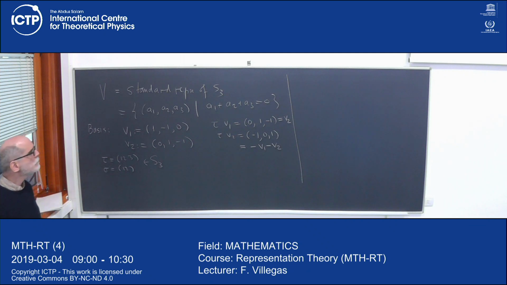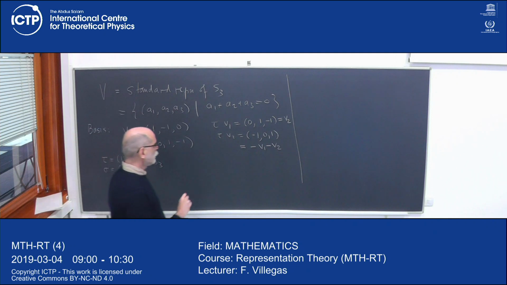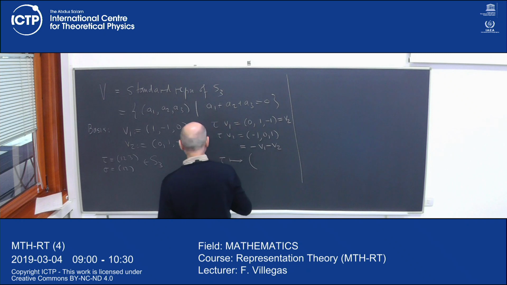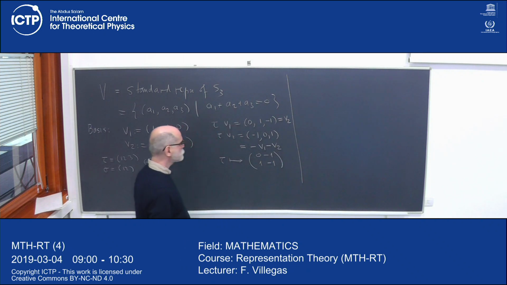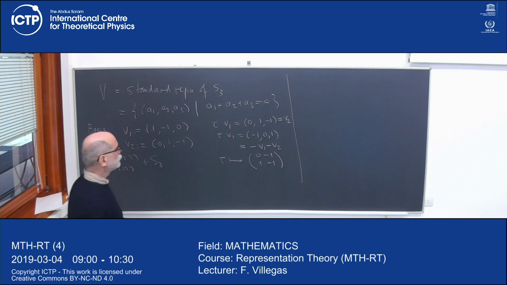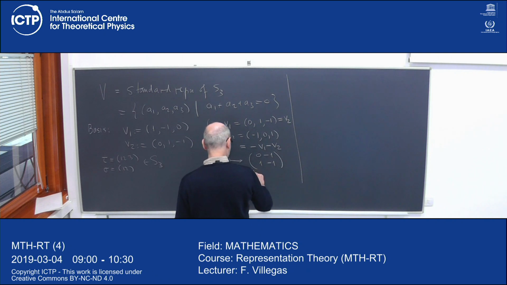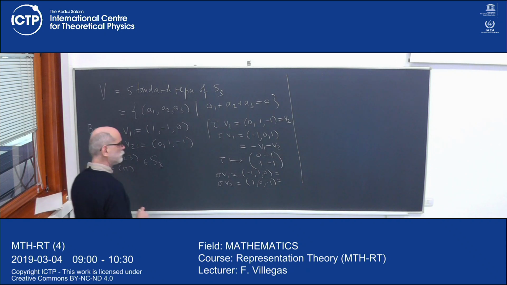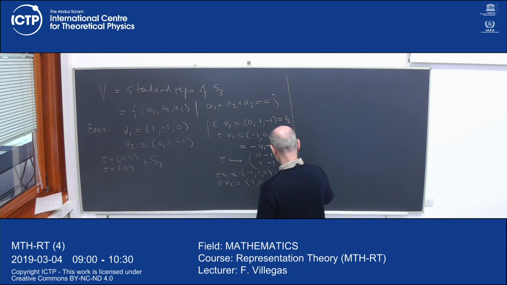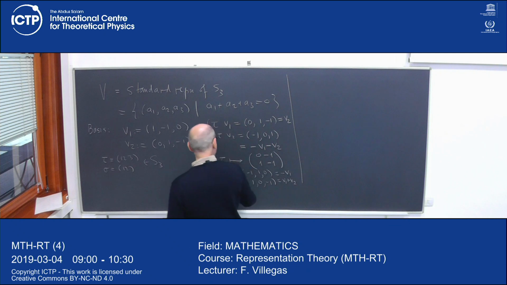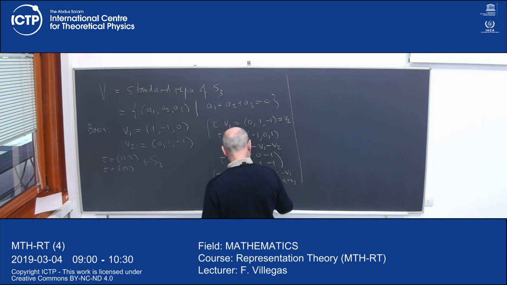So that means that tau in this basis maps to the matrix with entries 0, 1, minus 1, minus 1. And if we look at what sigma does, this permutes the first coordinates. In terms of V1 and V2, this is minus V1 and this is V1 plus V2. So sigma maps to the matrix with entries minus 1, 0, 1, 1.